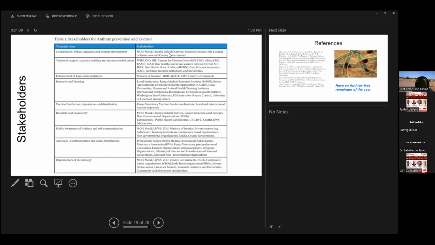In terms of public awareness, this is where we need to partner with the media houses, the TV, the radio stations, advocacy and communication. You see, the farmer organization is important, the veterinary association, the animal health association, the human health association, and the relevant organizations that can fit into this, as well as the implementers of the strategy, which is the whole of society. Nobody can be excluded in this type of thing.